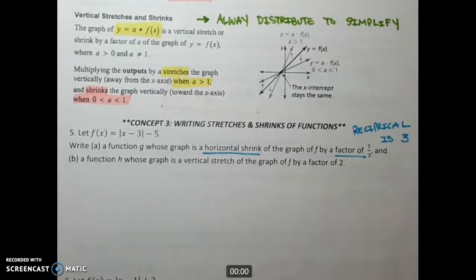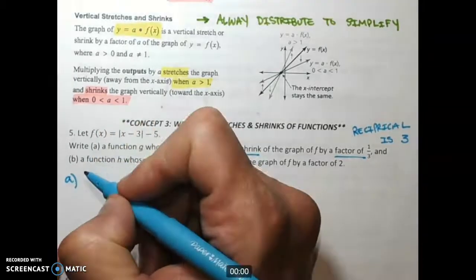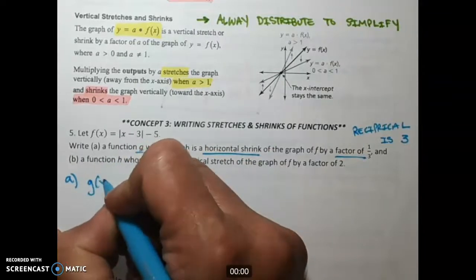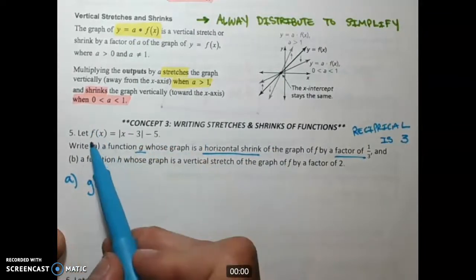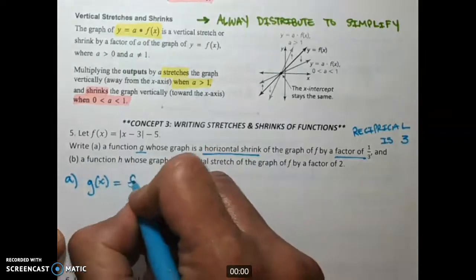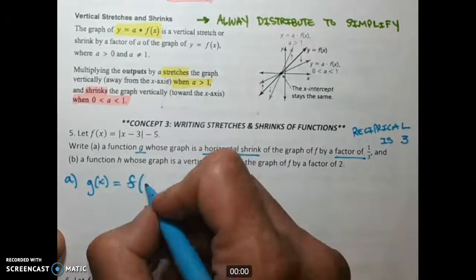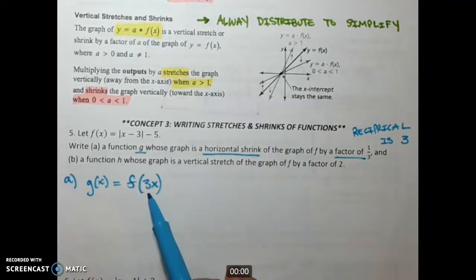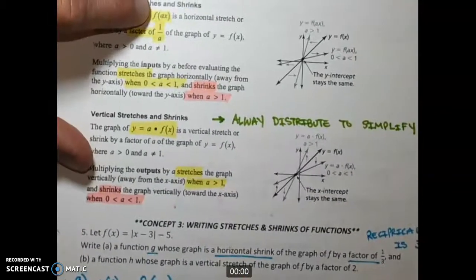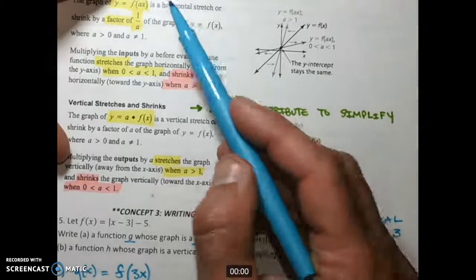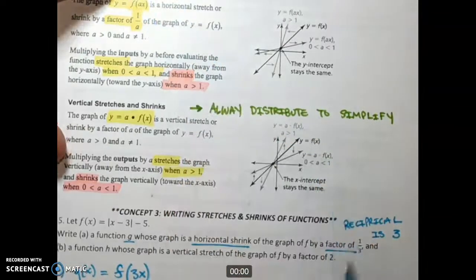Okay, so now for A, I'm going to write a rule for g. So I have g of x. I'm not going to have f of x anymore. It's going to change. It equals f of 3x. Again, it goes in the grouping system, in the symbol, right, like above. So a is 1/3, but I take the reciprocal as 3. So now I plug it in right there.